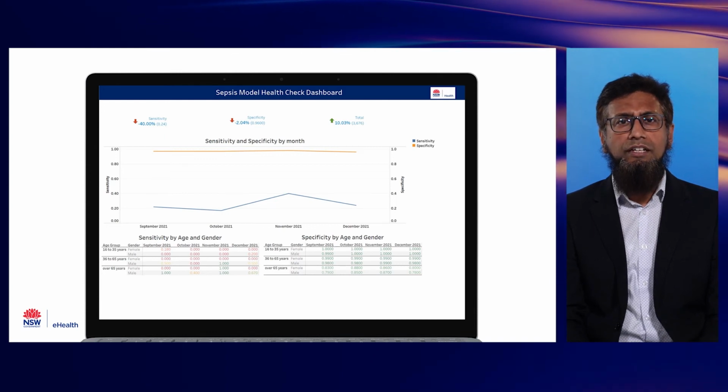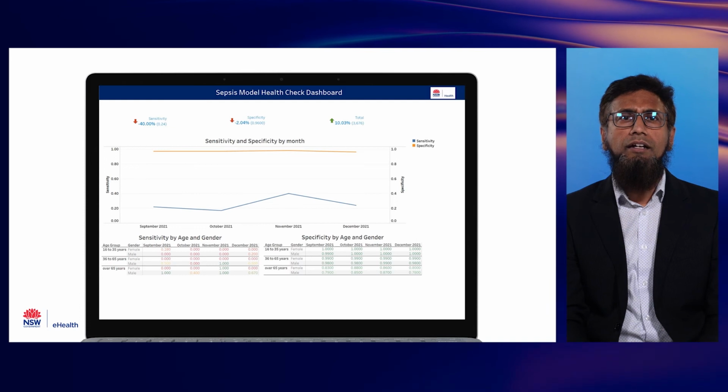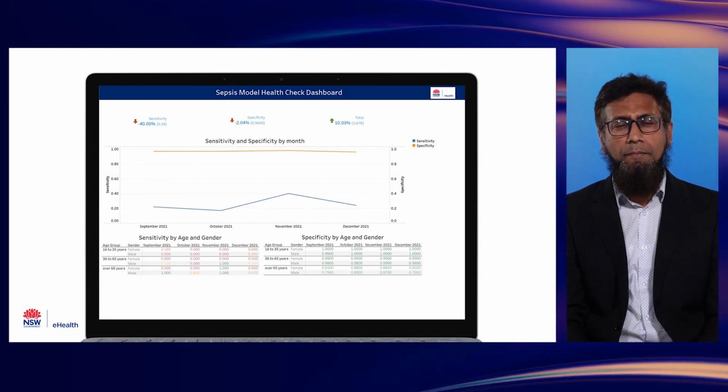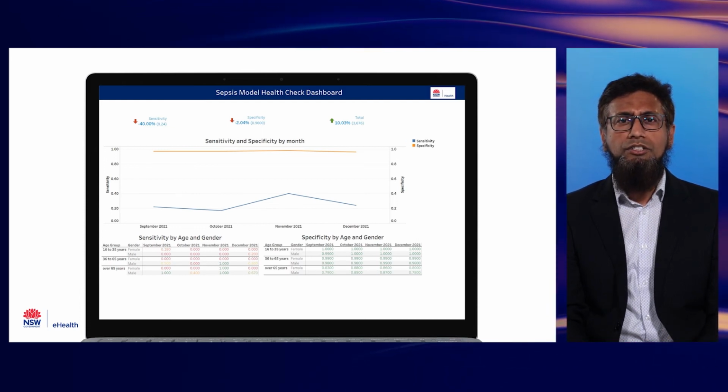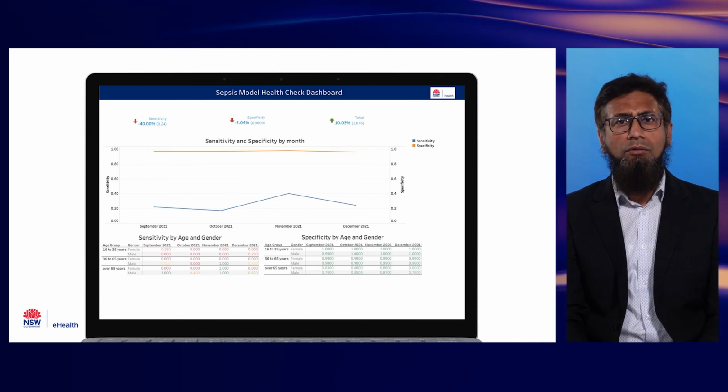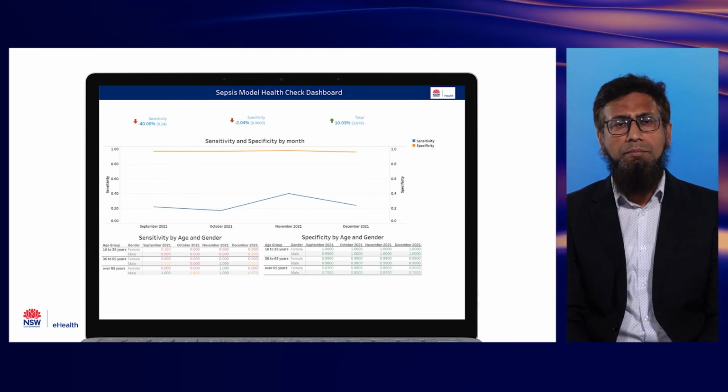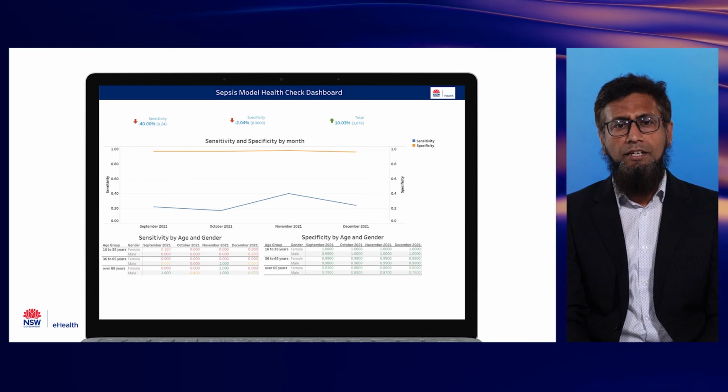SageMaker model monitoring is set to notify when there are deviations in the model quality. Model Monitor provides drift in data quality as well as drift in model quality metrics, sensitivity and specificity.